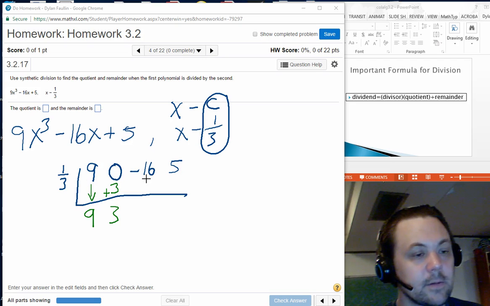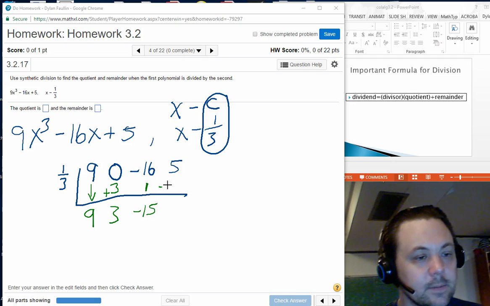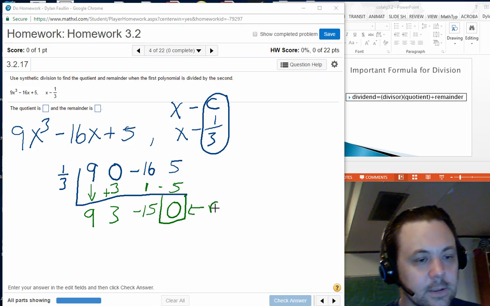3 divided by 3 is going to be 1. We add these together, we get negative 15. Negative 15 divided by 3 is going to be negative 5. We add these together, we get 0. So this is interesting. The remainder works out to be 0. So the last number you get here is the remainder.